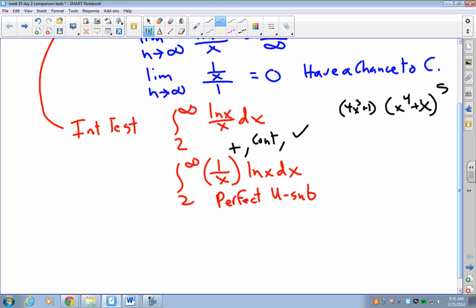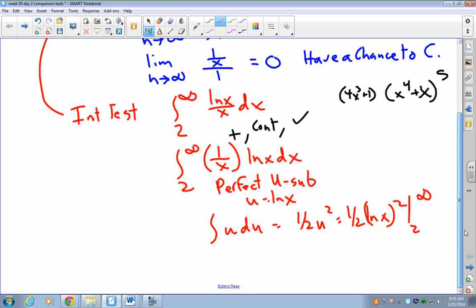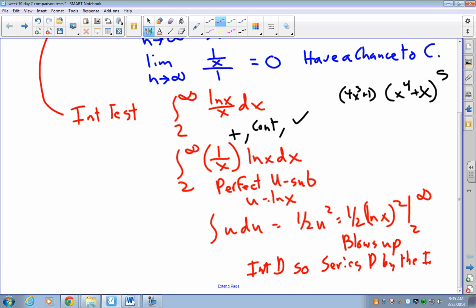So with that perfect U sub, with u being ln of x, everything works out. So this is the integral of u du, which goes to 1/2 u squared, which is 1/2 ln of x squared from 2 to infinity. Uh-oh. What happens? Diverges, because this blows up. So the integral diverges. So the series diverges by the integral test.